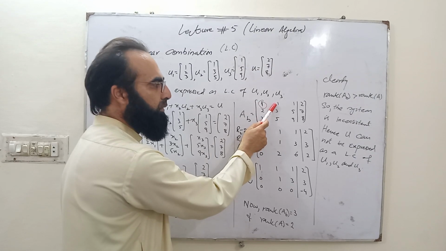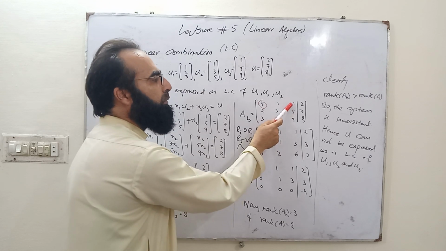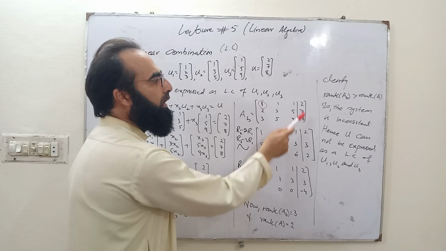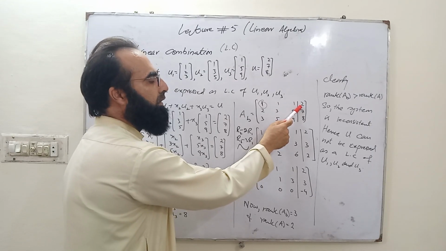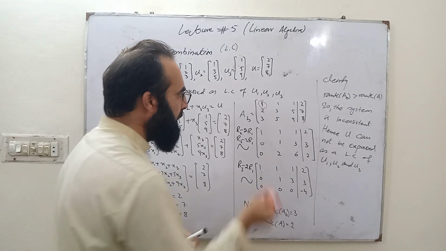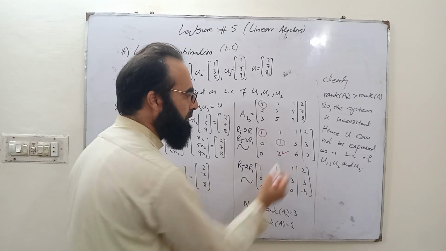3 times 1 gives us 3, and subtracting that 3 from 5, we get 2. 3 times 1 gives us 3, and subtracting that 3 from 9, we get 6. 3 times 2 gives us 6, and subtracting that 6 from 8, we get 2. Here, these two are the pivot entries. Now we have to eliminate this one.